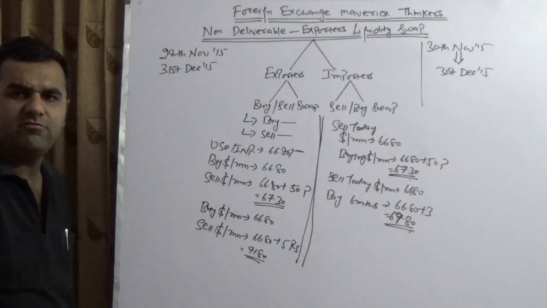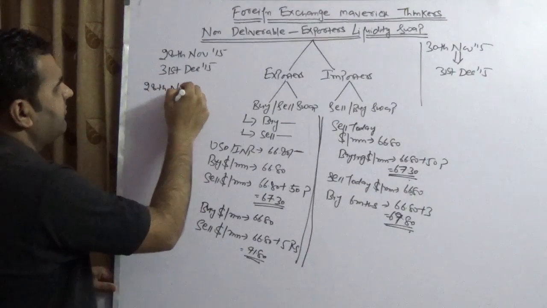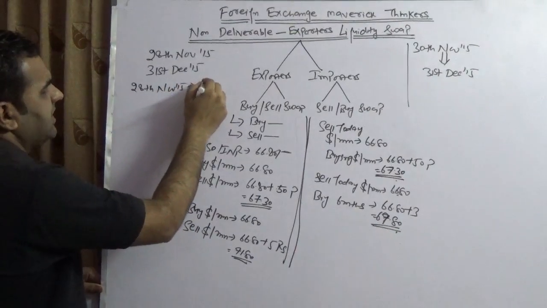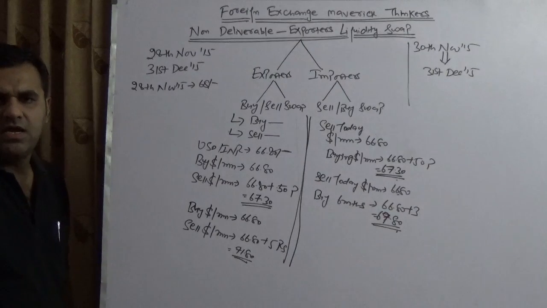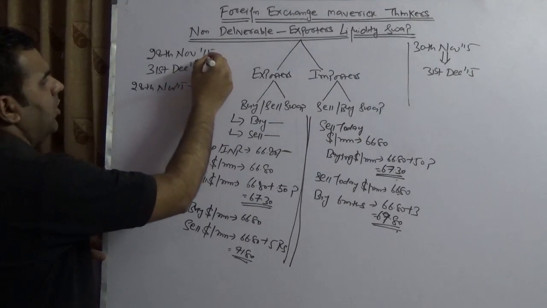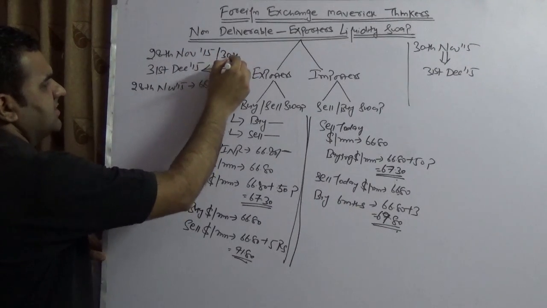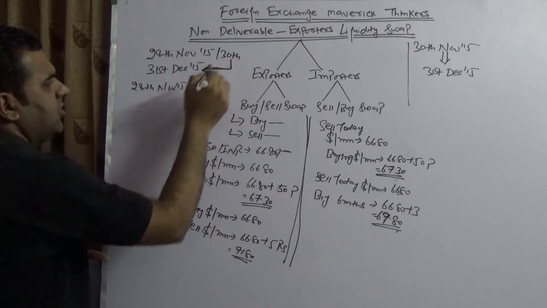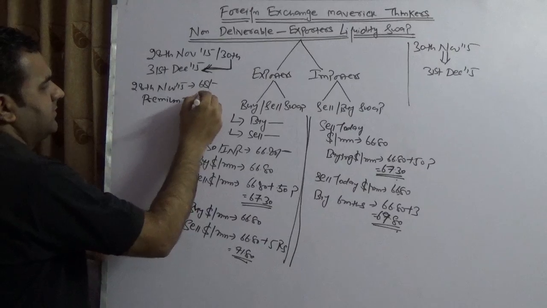Now a few things we have to assume here. Assuming 28th November 2015, the spot rate was 68 and the premium of 30th over 31st was 50 paisa.